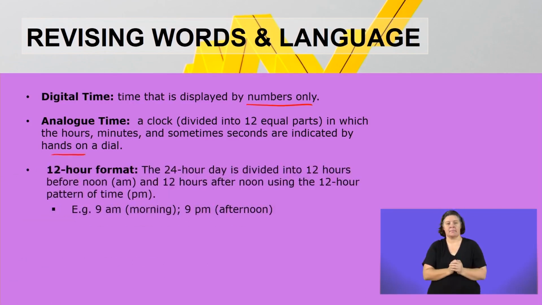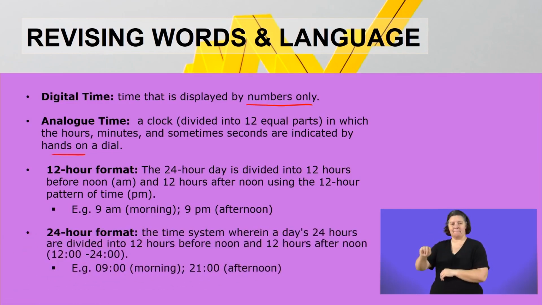Then we've also looked at the time format. Firstly, we looked at the 12-hour time format. That is, the 24-hour day is divided into 12 hours before noon, that's your AM, and then the 12 hours afternoon, that is your PM. For example, we have 9 AM in the morning and 9 PM in the evening.